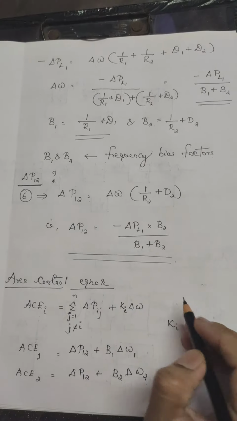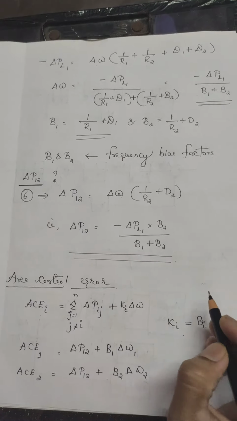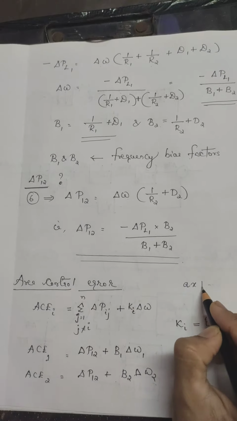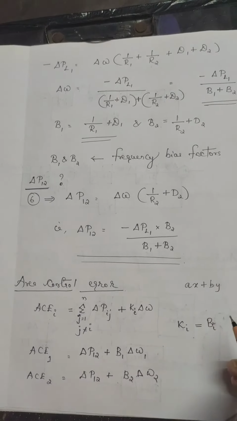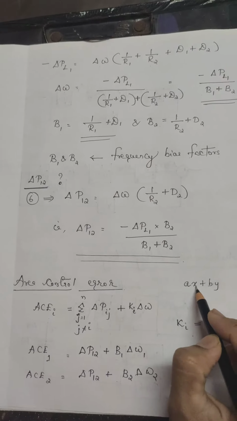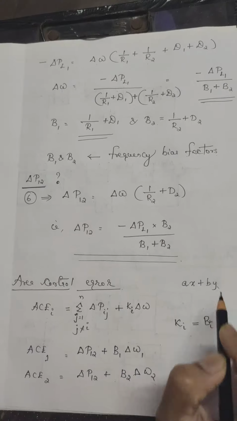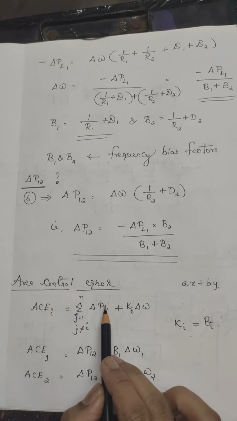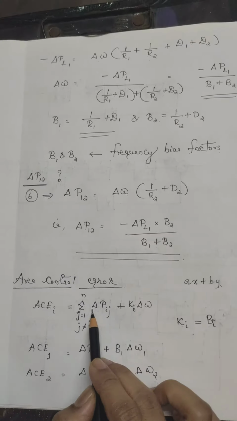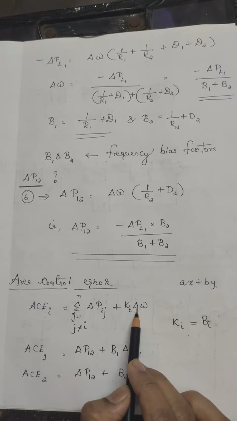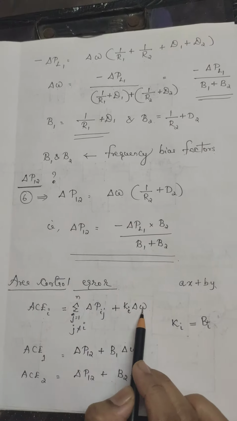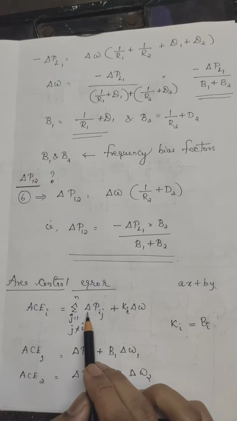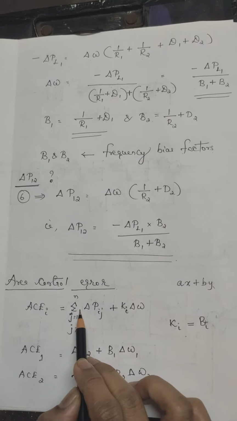So what is a linear combination? If we have two variables x and y, their linear combination can be written as ax plus by. That is, a constant into x plus a constant into y. Similarly, we are considering a linear combination of tie line power error delta Pij and frequency error delta omega. So frequency error into a constant Ki and tie line power into a constant which is 1 here.